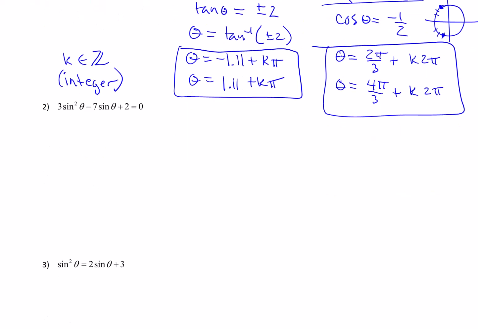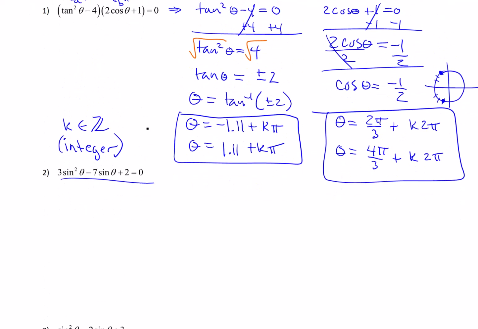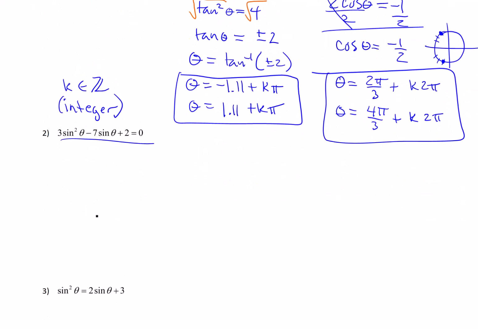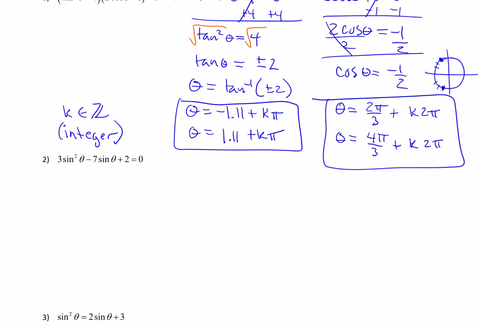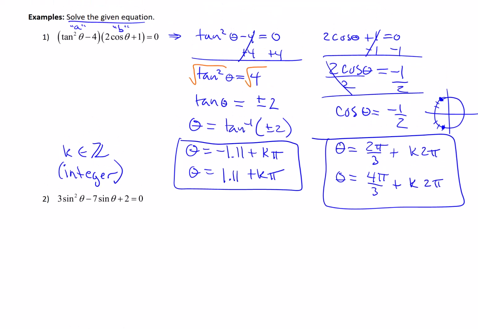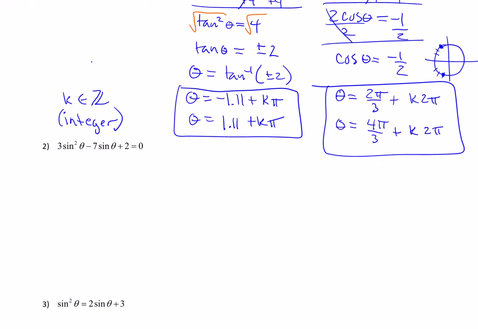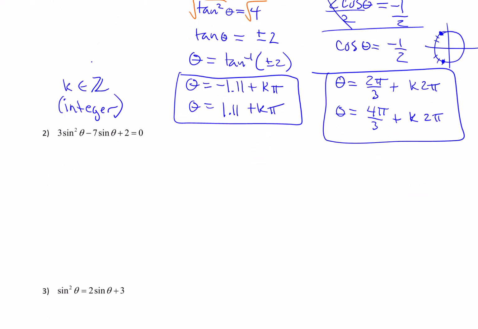Number 2 is going to begin as follows. We have 3 sine squared theta minus 7 sine theta plus 2 equals 0. Now, what you'll notice is that this one, unlike the first one we just did, is not in factored form. What do I mean by factored form? Well, remember, factors are multiplied together, and the first one had 2 sets of parentheses already multiplying together, but this second equation does not have that. So we're going to have to do a little bit of work to get it in that form.